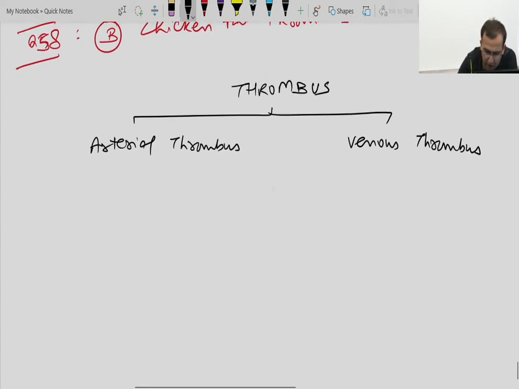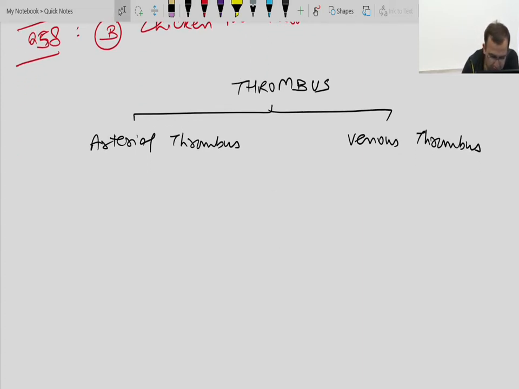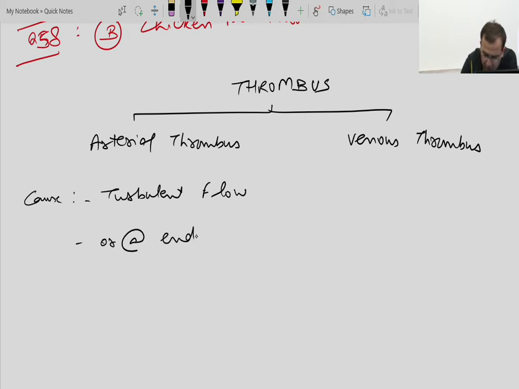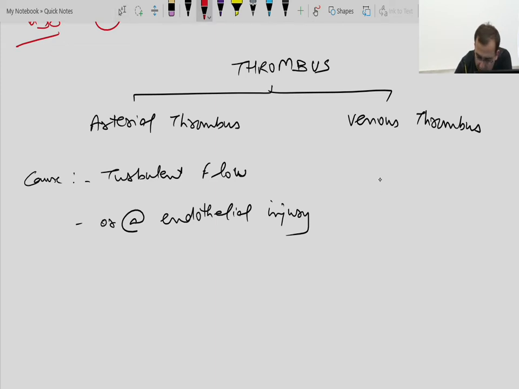First point, arterial thrombi. The blood flow is turbulent, or it occurs at the site of endothelial injury. This is an arterial thrombus. Versus venous thrombi, which occur at sites of stasis of blood.